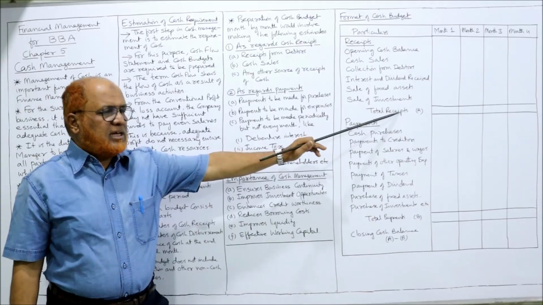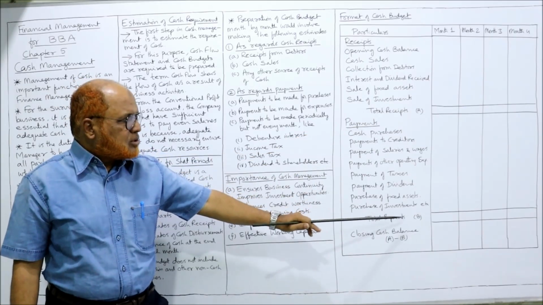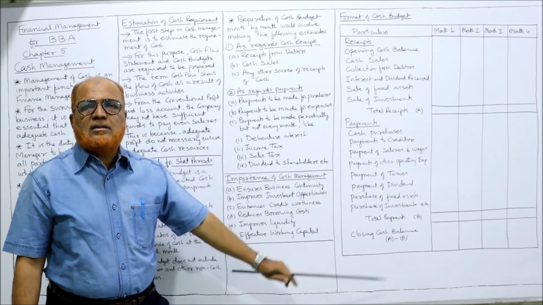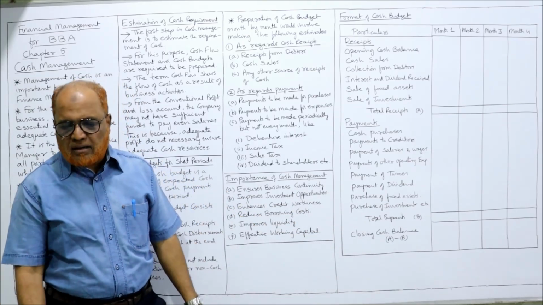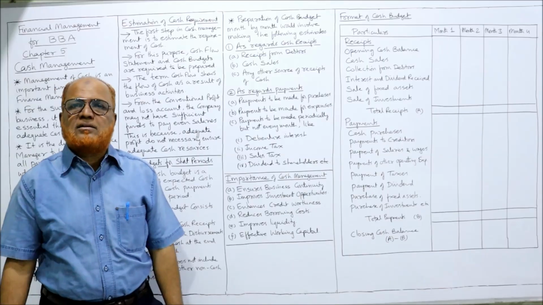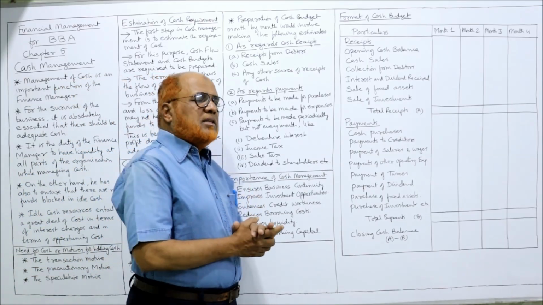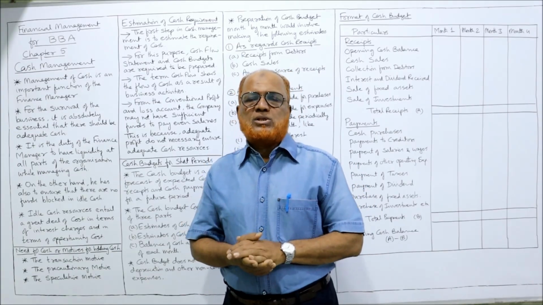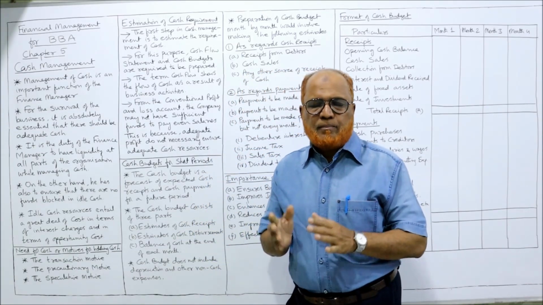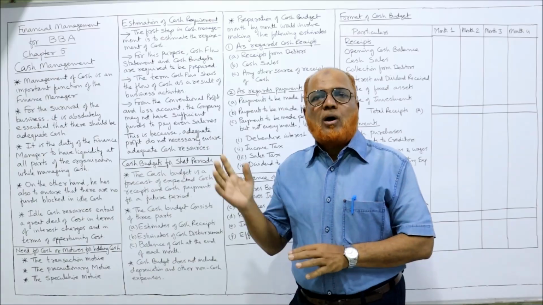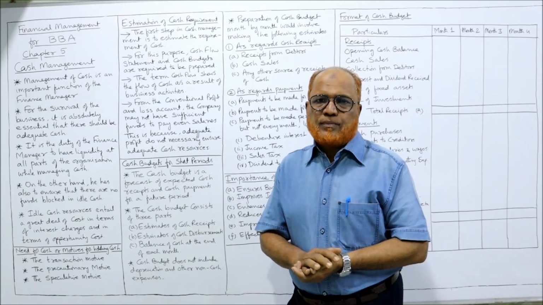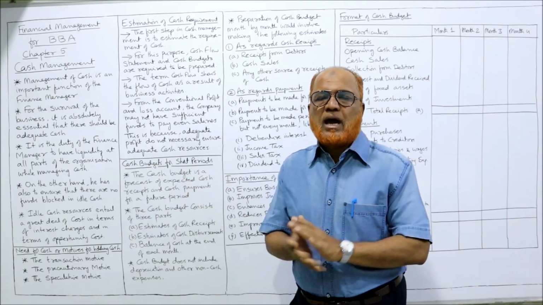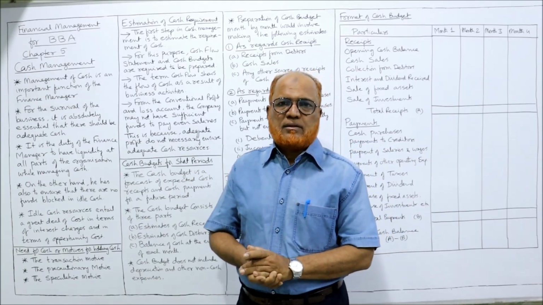Suppose 80,000 is the receipt. 60,000 is the payment. So 80 minus 60, 20,000 is the cash balance at the end. That's it. So in this video, I have explained to you cash management. What is the importance? Why is cash management so important? How to estimate the cash? And how to prepare the cash budget month by month?